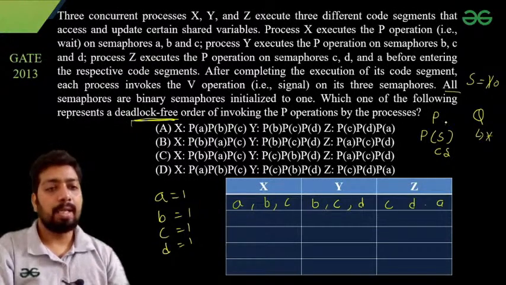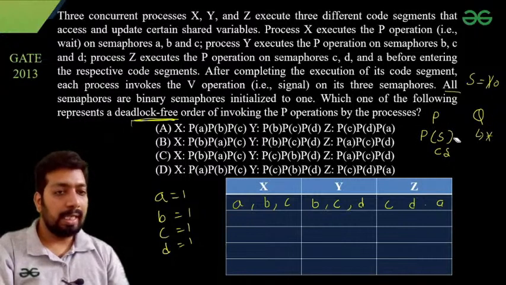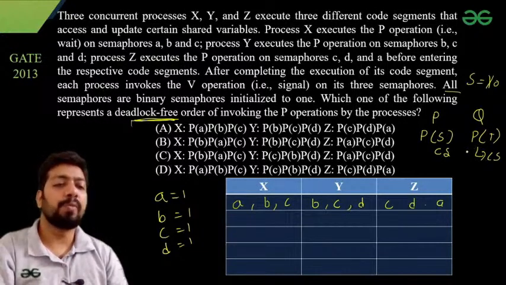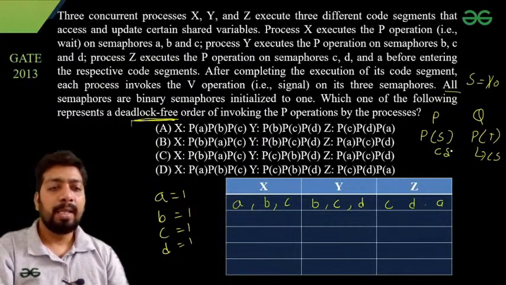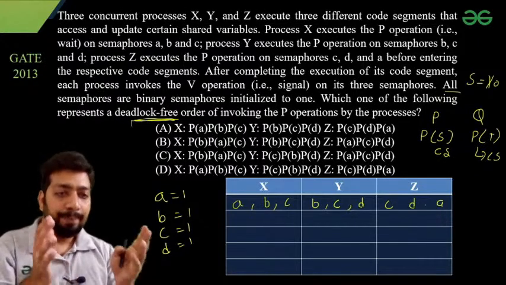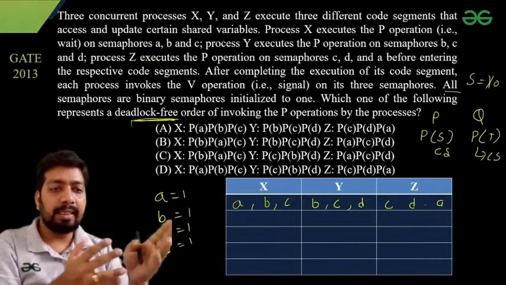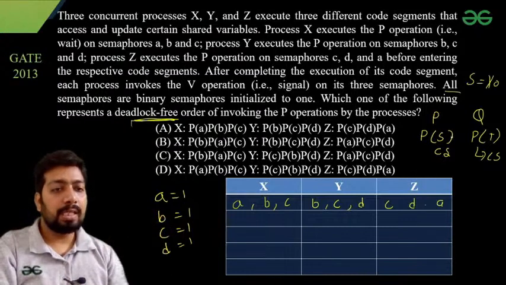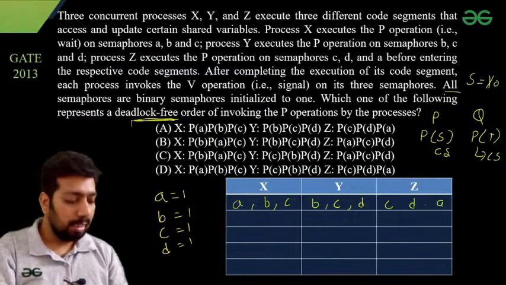But let me tell you another condition. Suppose Q is performing the P operation on another semaphore T. So it can access its critical section. That's fine. Both have entered their critical section. Both will complete the task, and even though they can be affected by each other, it is not a deadlock. Now, what could be the case for the deadlock?